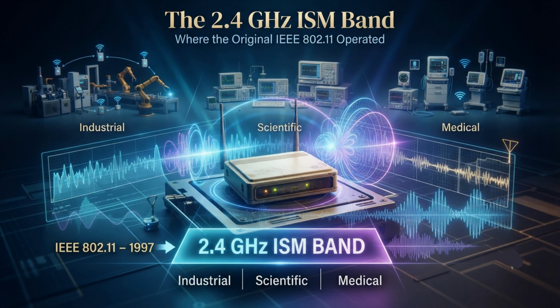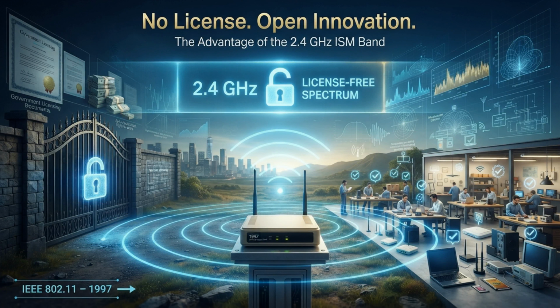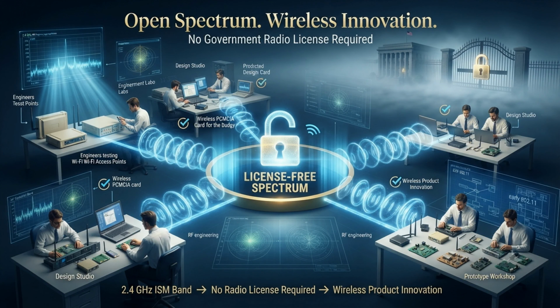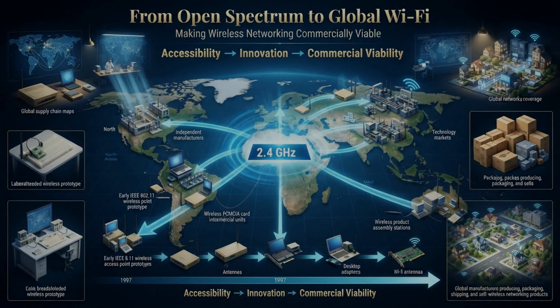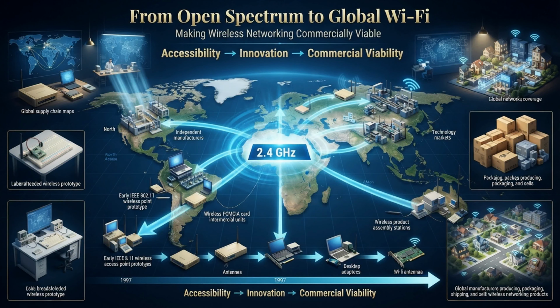The frequency band. The original IEEE 802.11 operated in the 2.4 GHz industrial, scientific and medical, or ISM, frequency band. One of the biggest advantages of this band was that it was license-free. This meant manufacturers could develop wireless networking products without obtaining a government radio license. Because of this accessibility, companies around the world were able to build Wi-Fi products, helping wireless networking become commercially viable.